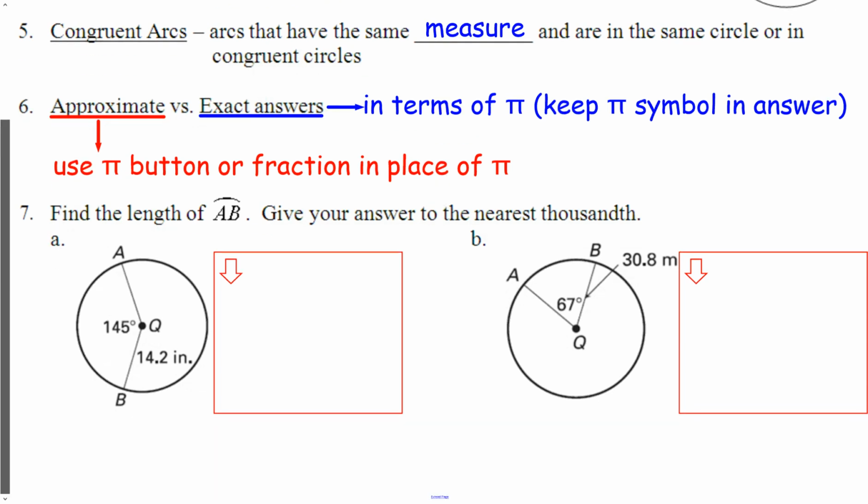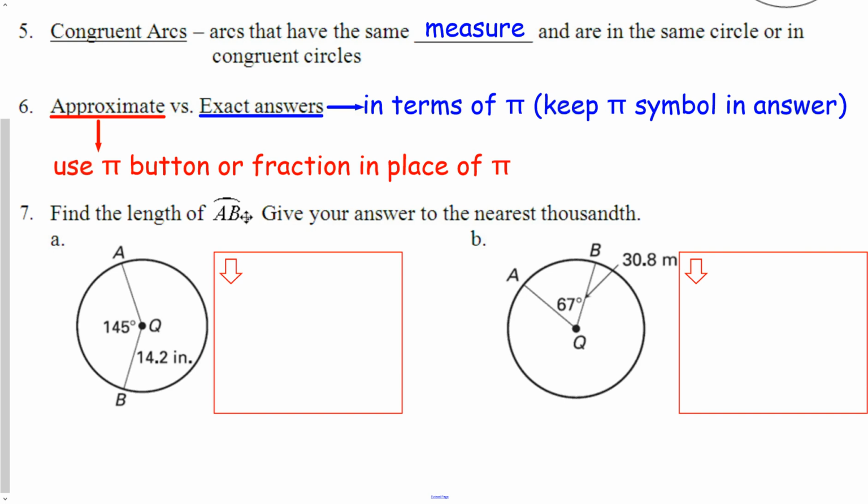So actually finding the length of an arc. Here we're going to give our answer to the nearest thousandth. I'm actually going to show you both the exact and the approximate answers, what they would look like. But the ultimate answer we'll give is the nearest thousandth.